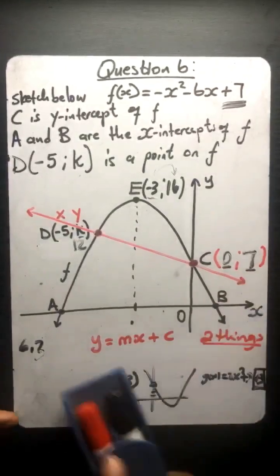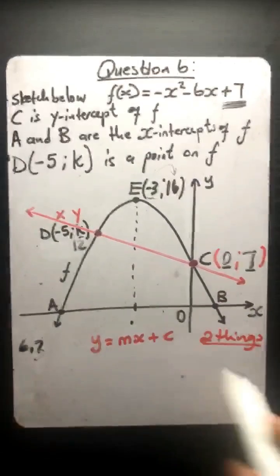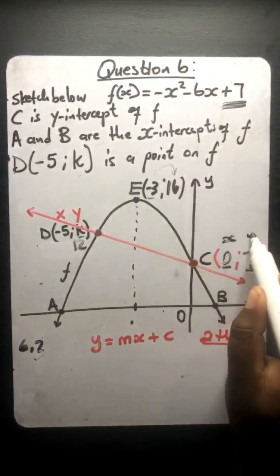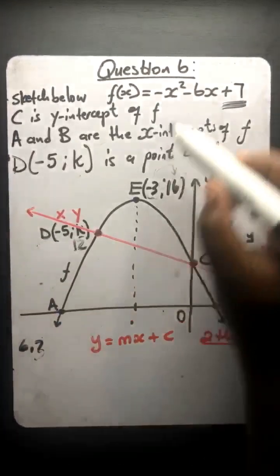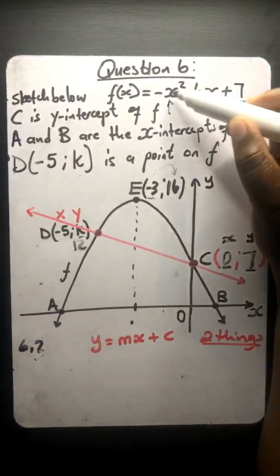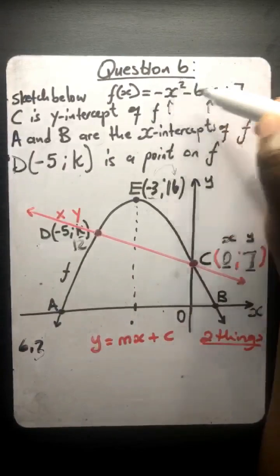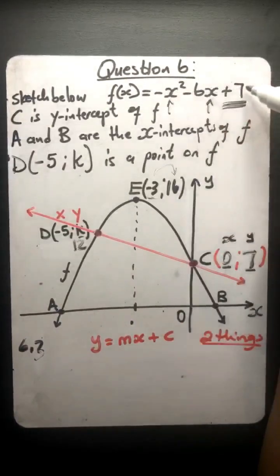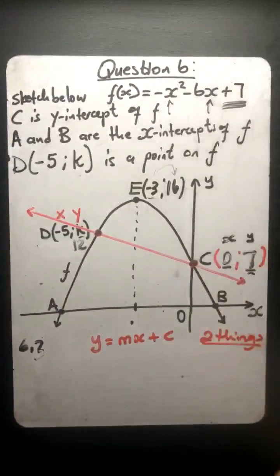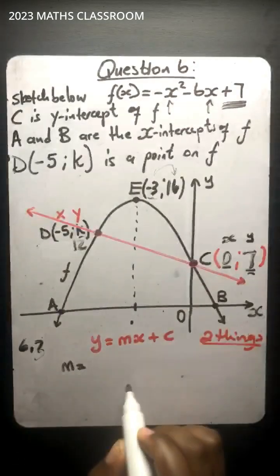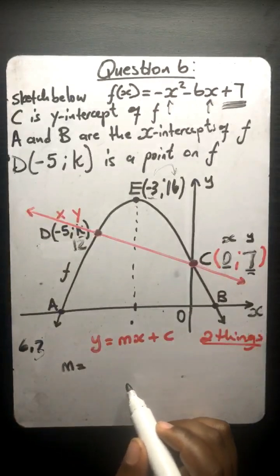If you want to prove it, we already know that the x value is 0, so you want to determine the y value. You substitute 0 for x. When you substitute 0, 6 times 0 is already 0, so you have 0 minus 0 plus 7, which ends up being 7. Now you've got 2 points. You can use those 2 points to determine the gradient, which is change in y over change in x.